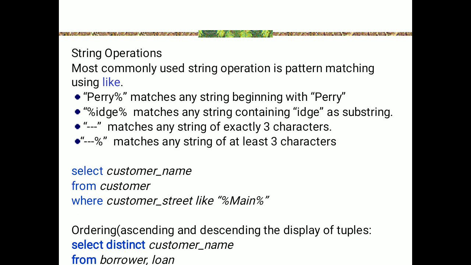So ordering is nothing but to arrange the data or to display the data either in ascending order or descending order. So for example, if I want to display the data in ascending order, then select distinct customer name from borrower, loan ordered by customer name. So here customer name will be shown from the borrower and loan table, but all the customer names will be displayed in the ascending order.